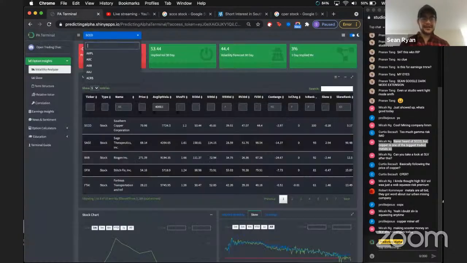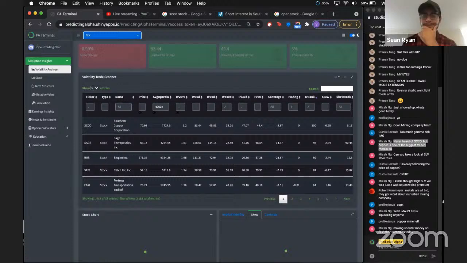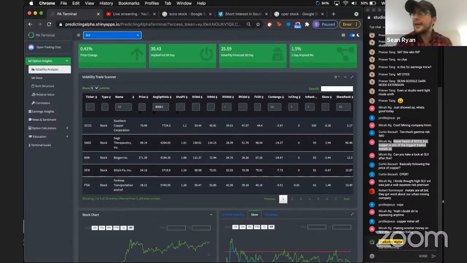Okay, let's take a look at SLV. Oh, Micah, when you get a chance, man, take a look at the rough draft of the user manual for the terminal I sent. I sent it over to you. I posted it in that little PA contributors thing.